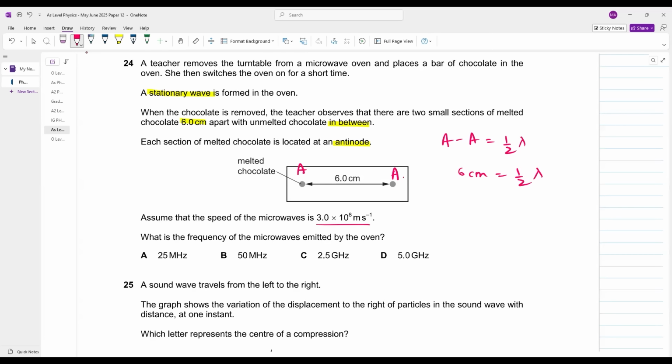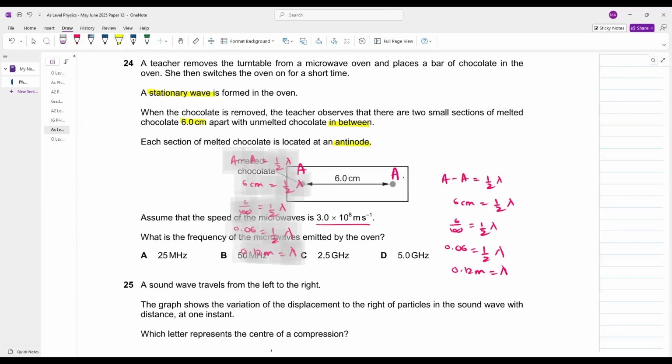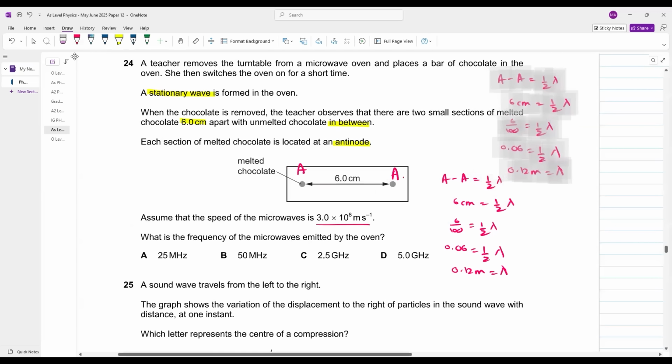Can you convert 6 centimeters into meters? Yes, 6 divided by 100 is equal to half lambda. 0.06 is equal to half lambda, multiplied by 2, 0.12 meters is equal to your lambda. Simple. 0.12 meters is your wavelength or lambda. Simple as that. Let's keep it somewhere here.